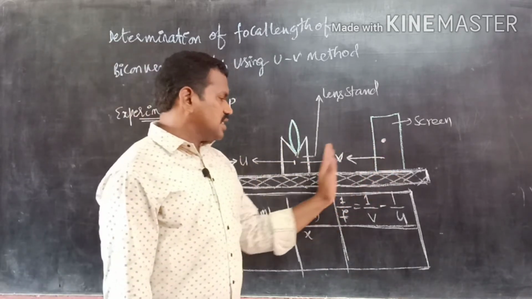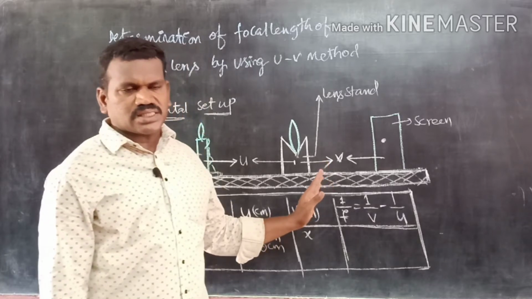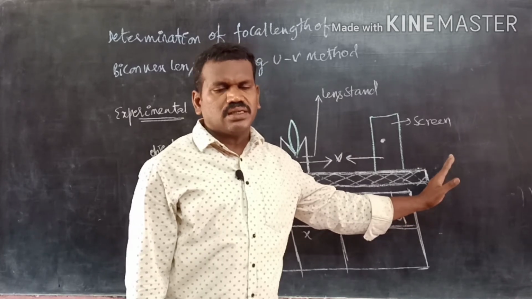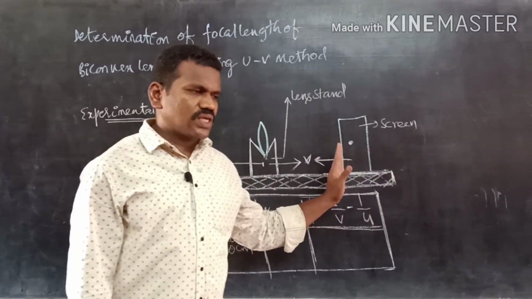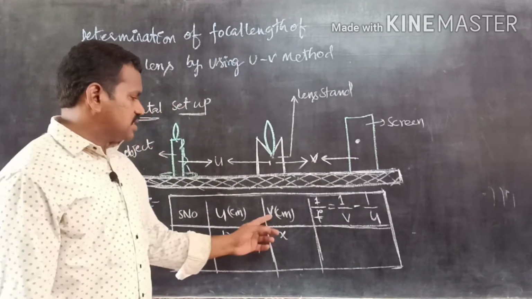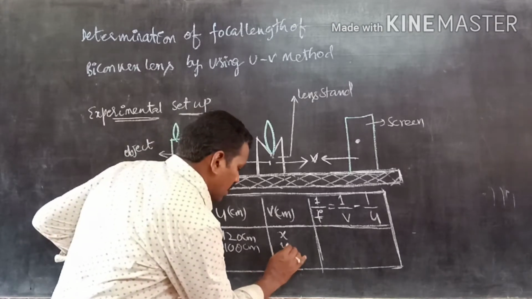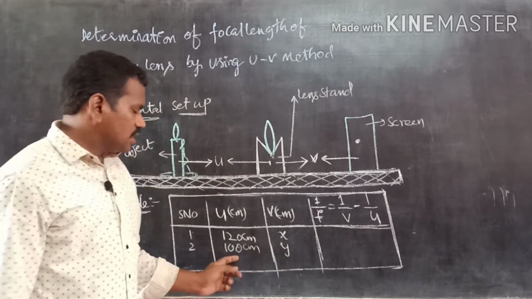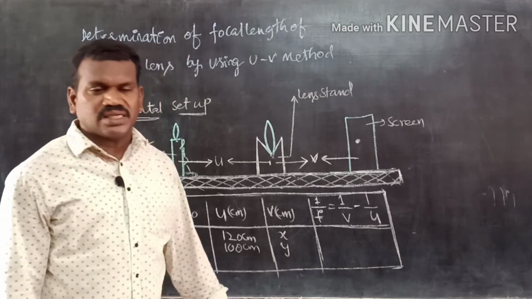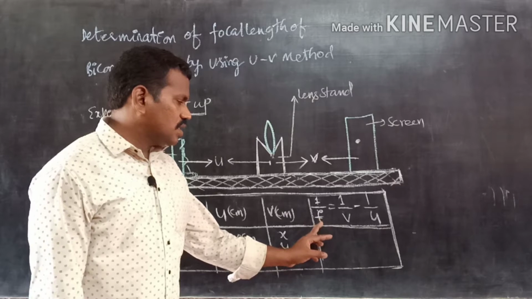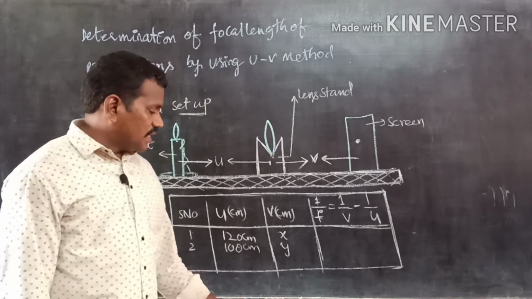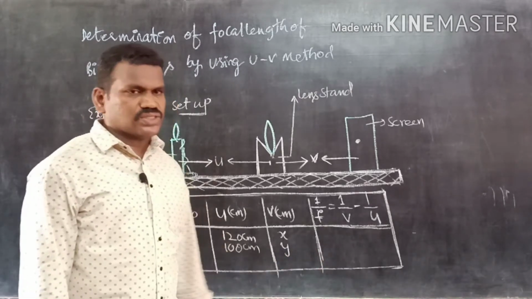Again we should place the screen very near to the lens stand and move the screen slowly away from the lens stand. At a particular distance we can get the image. That distance is called the image distance. Again note down that value as y. Now by substituting 100 centimeters and y centimeters in the formula 1 by f is equal to 1 by v minus 1 by u, we can calculate the focal length of the given lens.